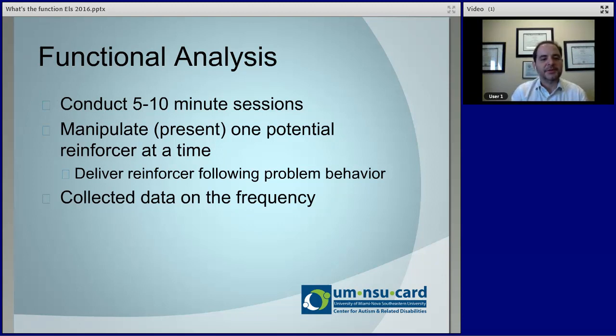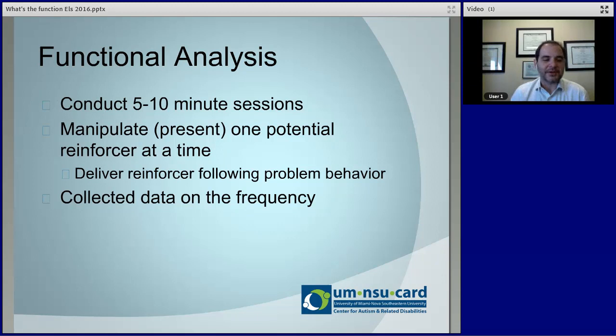After that session is over, we will then conduct a similar session and we will only control for toys as a potential reinforcer. What this would look like is that I'm going to be giving him my attention. There would be no work demands, but the only thing I do is I keep taking the toys away. And I keep saying it's my turn, and I take the toys away. If he hits me, I give him the toys back. If he doesn't hit me, I just keep playing with the toys.